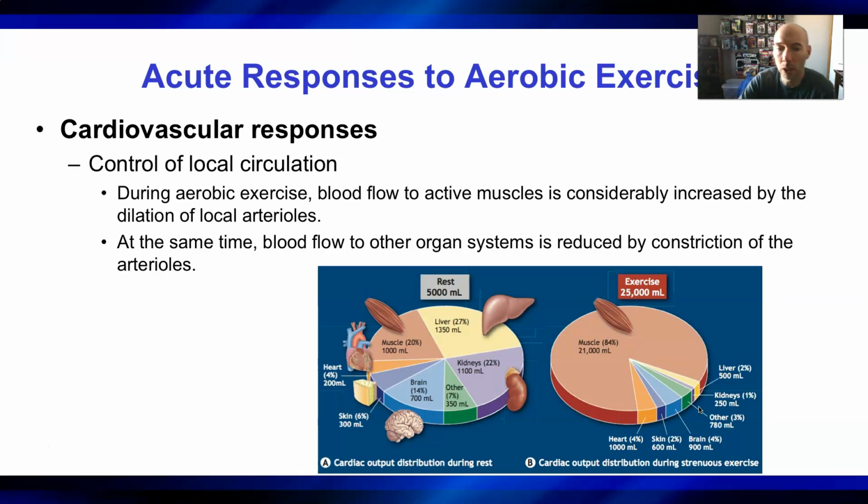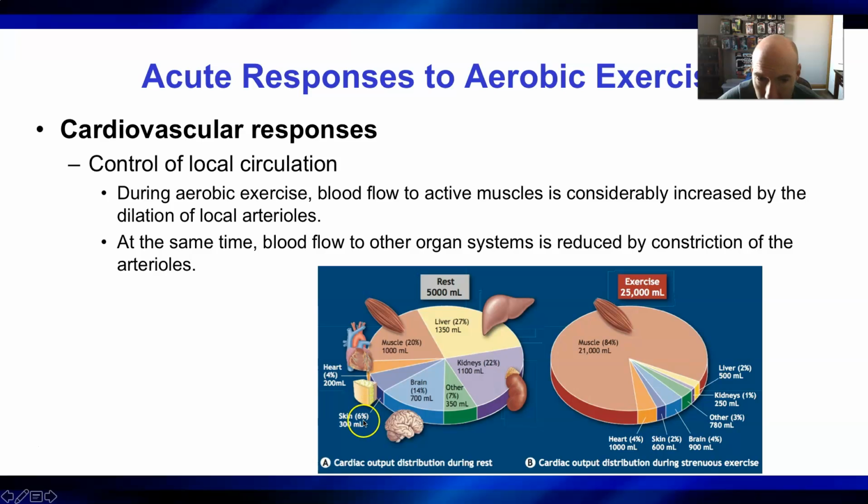Now interestingly, it looks like the brain percentage goes down a lot from 14% to 4%, but the overall amount actually goes up. We go from 700 milliliters to the brain to now 900 milliliters. And the way that can happen, again, is because we're pumping out so much more blood. Overall, more is going, just the percentage goes down a little bit. The heart sees kind of a similar thing. It says 4%, but the total amount is higher, 1,000 versus 200.